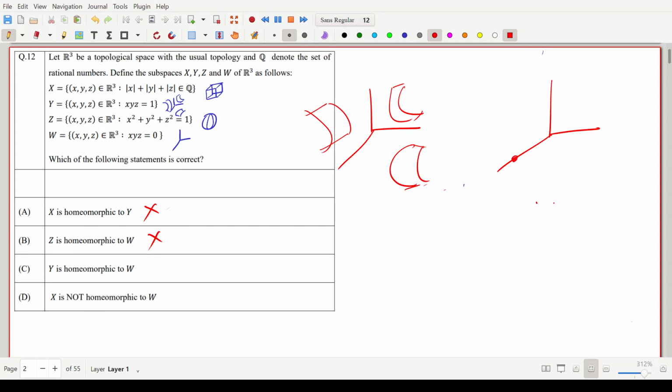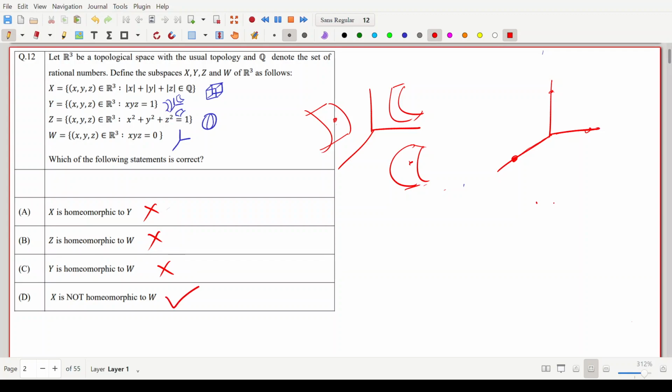If I want to go from here to here, I can go. I can walk from here to here, and so on. Correct? So if I'm having one point here and one point here, I cannot go from here to here. So this is also wrong. So this option should be correct.